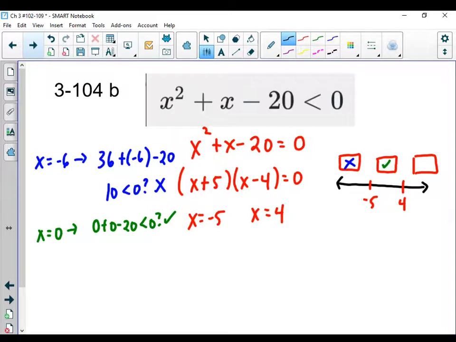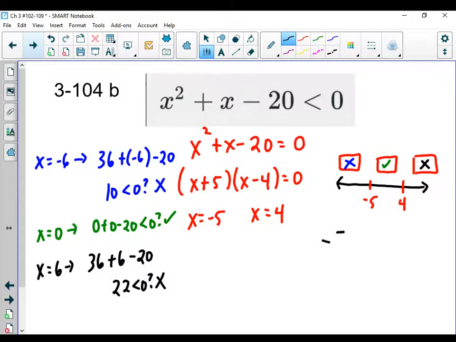Then I might check the values that are larger than 4. So let's put in a positive 6 this time. So 6 squared is 36, plus 6 minus 20. So 42 minus 20 is 22. And again, I find out that doesn't work because 22 is not less than 0. So I've got this situation where the values in between -5 and 4 are going to be the ones that make this inequality correct.